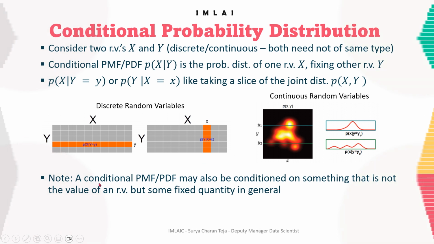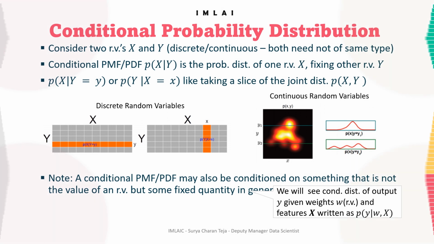But when it comes to the conditional, when it comes to the continuous random variable, it would be slightly different. And this is how that can be represented. Note, a conditional probability mass function or probability density function may also be conditioned on something that is not the value of a random variable but some fixed quantity in general. And here you can see for the continuous random variable, instead of going for the particular value, we will go for the intervals.